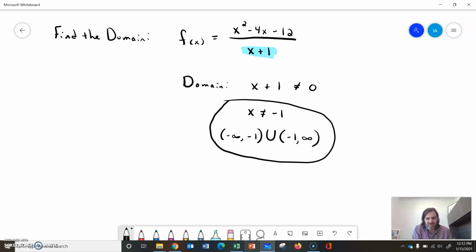Basically it means we can use all real numbers in here except negative 1, which means we'll get a real number back. Thank you.